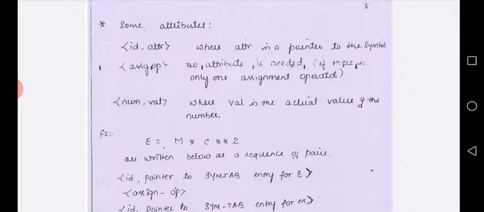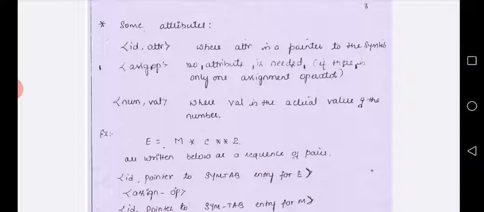Now some sample attributes: ID comma attribute, bracket close, where ATTR is the position in the symbol table. It is like a pointer. It is a pointer to the symbol table, exactly where that particular ID occurs, so that it will be identified. Now we have the assignment operator.